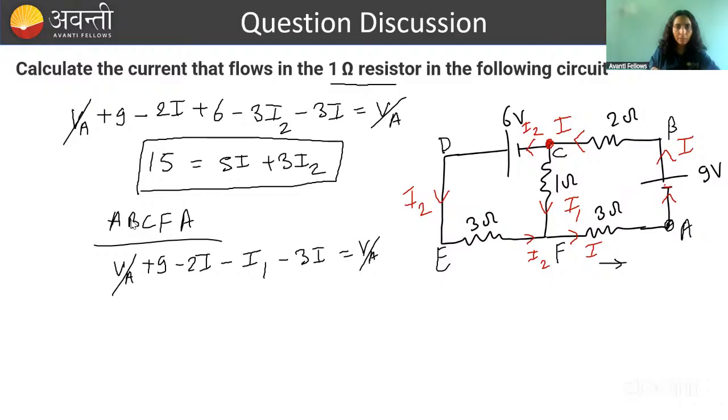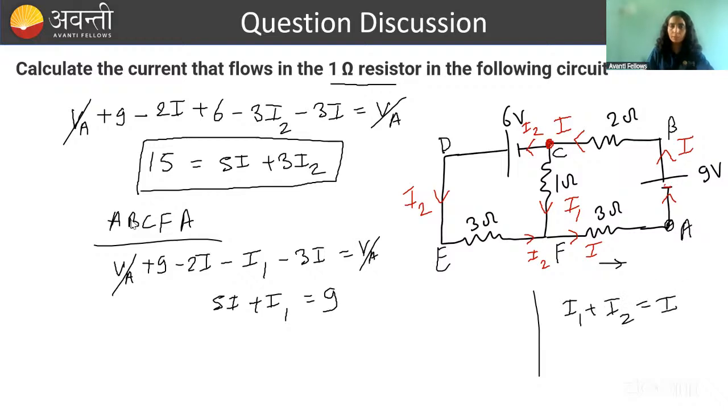Now if you do this, what is this? This is 5I plus I1, right? 5I plus I1 is equal to 9. And we already know one thing, that I1 plus I2 is equal to I, right? From KCL we know this. I is equal to I1 plus I2. So this thing we already know. Now you do one thing: you have equation 1, you have equation 2. What do we need to calculate? We need to calculate I1. So try to eliminate I2 from here.